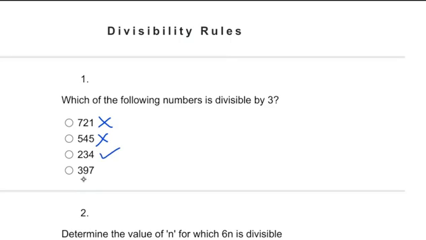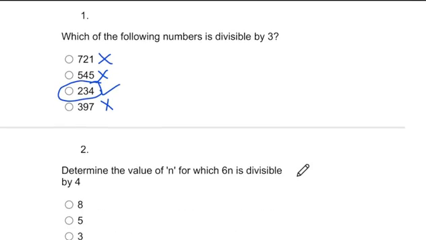So let's check the last one. 3 plus 9 is 12, 12 plus 7 is 19. It's not divisible by 3. So the answer is this. I hope this is very clear. All right, then let's move to question 2.